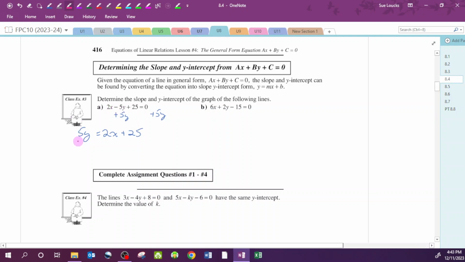But now I have to divide this by 5 and divide that by 5 and divide that by 5. Those cancel out and I get y equals 2 over 5x plus 5. There you go. The answer on this side, if you work through it, is y equals minus 2x plus 15 over 2.